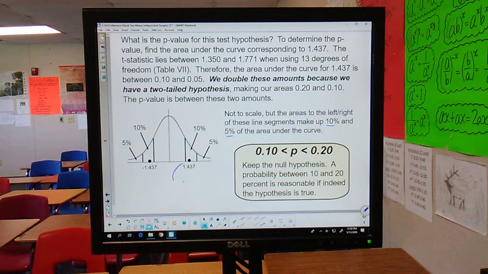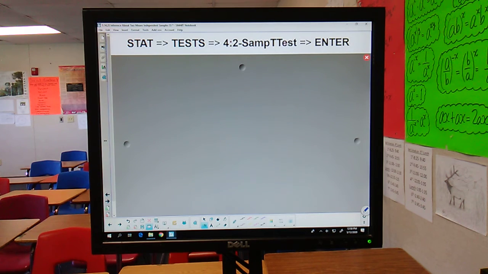Right there is your 1.350. All of that area past 1.350 is 10%. Right there is your 1.771. All of that area to the right of that is 5%. Same on the negatives on the other side. Well, the 1.437 is in between 10% and 5%. But we double them, so now we're saying our p-value is between 10 and 20. Keep the null hypothesis because a probability between 10 and 20% is reasonable if indeed the hypothesis is true. We're going to do that same problem now using stat.